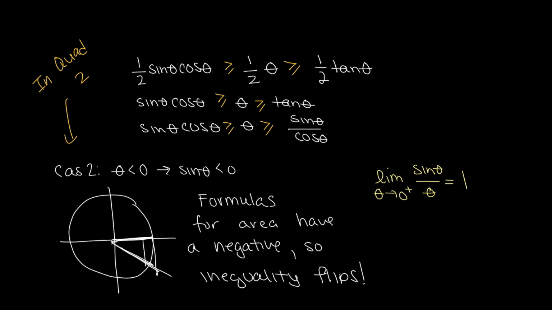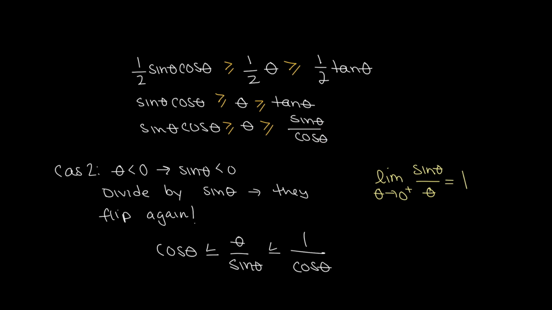The shape that's going to have the smallest value of these expressions is going to be the biggest triangle because it'll be the most negative. So I've got the exact same set of inequalities. I just flip the direction of the inequality. And then I multiplied everything by 1/2, and I got sine theta cosine theta bigger than or equal to theta, bigger than or equal to sine theta over cosine theta. So I'm in quadrant 2. So again, the formulas for an area have a negative, so the inequality flips.